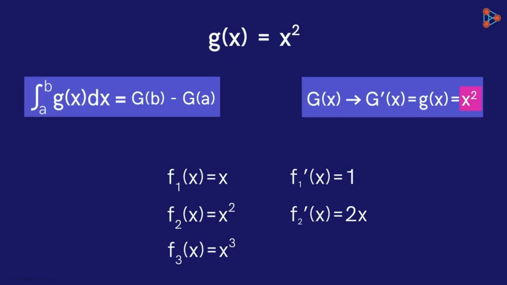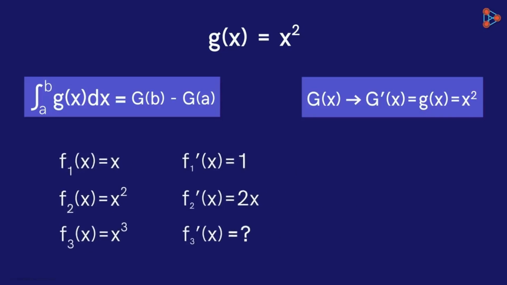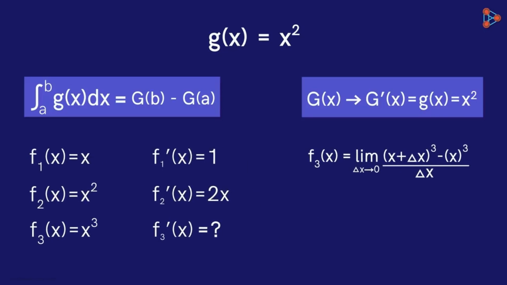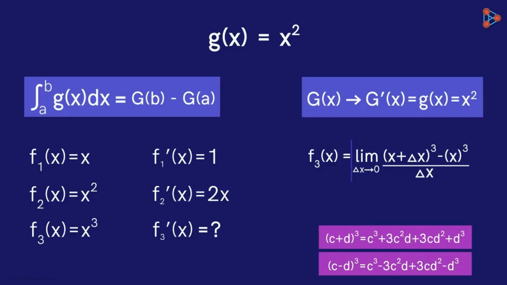By now, we are familiar with how to find the derivative of a function. Can you find the derivative of f3 of x? The derivative of f3 of x will be given by this limit. This is something we've seen before. We know the formula for the cube of sum of two numbers and the cube of difference of two numbers. Using this here, we can easily find that the derivative will be equal to 3 times x squared. So we get the derivative of x cubed to be 3 times x squared. But we want the derivative of this function to be only x squared.